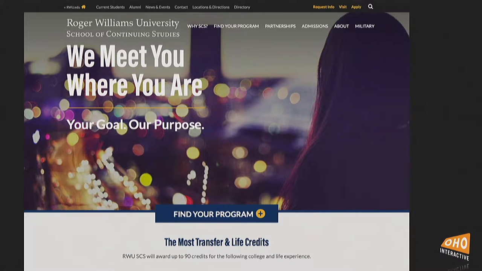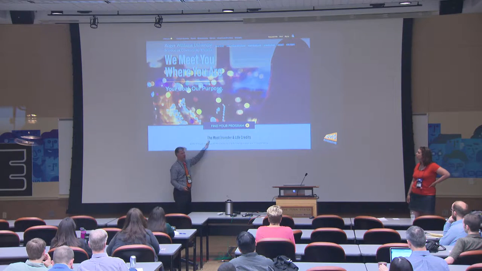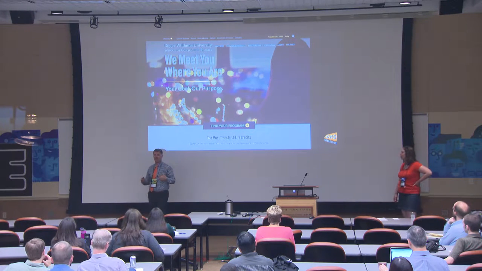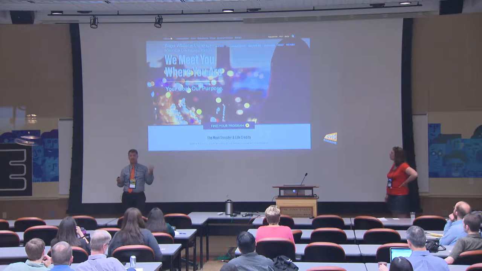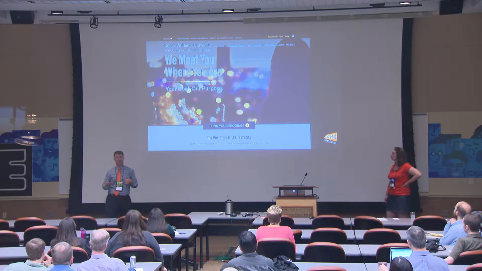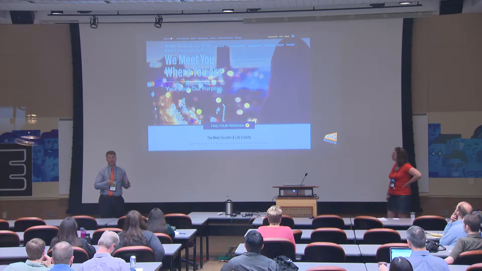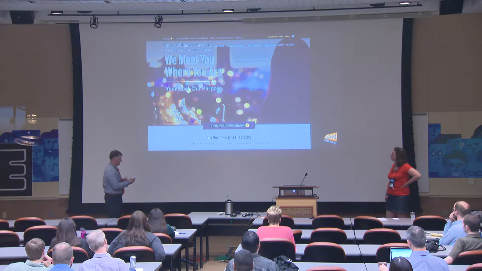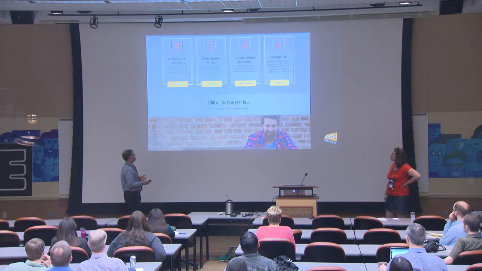So the next thing, find your program, was the first activity. We asked them for their priorities. If you click that, it opens up a box, and you can find your program right there. The most transfer credits was the number two concern from a content strategy standpoint. They wanted to know, how am I going to pay for this? The fact that they would offer a lot of credit for either their actual schooling or the work they had done was important, so we're prioritizing those messages.